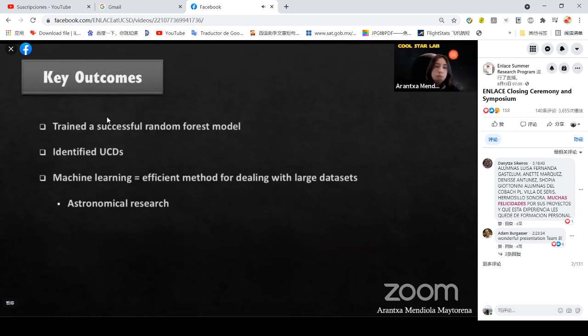So the key outcomes of our project ended up being that we were able to train a successful random forest model with which we were able to identify UCDs and discover ones that weren't fully identified before. And then we also concluded that machine learning was indeed an efficient method for dealing with large data sets, like in this case, astronomical research, because this type of research always takes out really large data sets, and going through each source one by one is extremely hard. So this type of method is really helpful to find and classify UCDs.